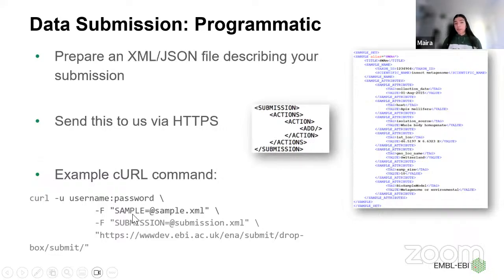And you can submit this using a curl command. This is an example of what the curl command would look like. You would include your web and username and your password. The files that you are submitting, in this case, a sample XML and always a submission XML. And you would then submit this to the ENA.